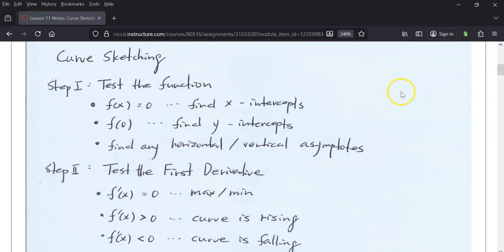If you want to sketch a curve with our calculator, step one, test the function. We let f of x equal 0. When we let f of x equal 0, that's how we find the x-intercept of the graph. And f of 0 is finding the y-intercept. And find any horizontal or vertical asymptotes. We can look at that in a little bit more detail in a minute.